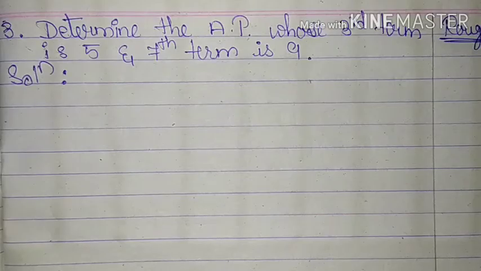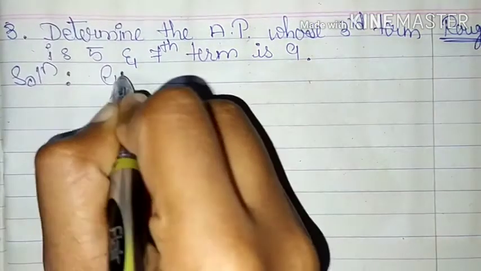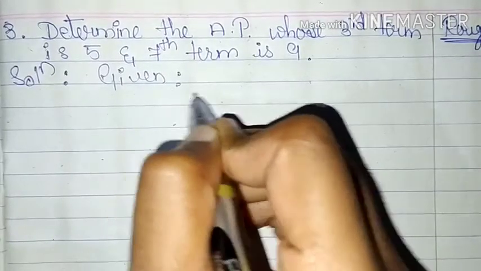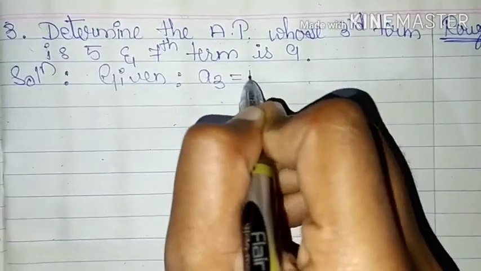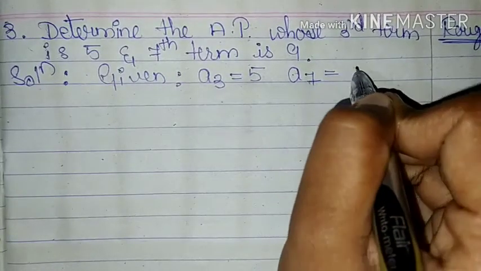In the third question, they have asked us to determine the arithmetic progression whose third term is 5 and seventh term is 9. So here they have given us two ANs, that is A3 and A7, right? And we have to determine the complete AP here. So we have to find out A and D to build the AP. So let us start by writing the given.